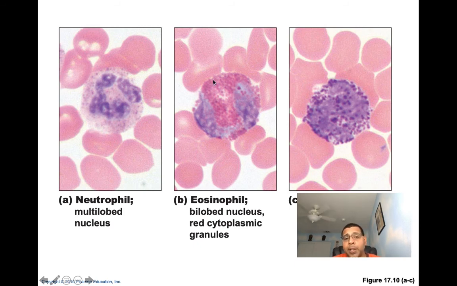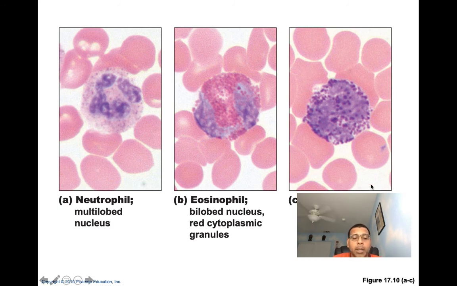Their function is to kill parasitic worms. They also play a role, they're involved in allergies and asthma. So if you have a patient depicting these symptoms of allergies and or asthma, you can confirm that with an increased quantity of eosinophils in a blood check.